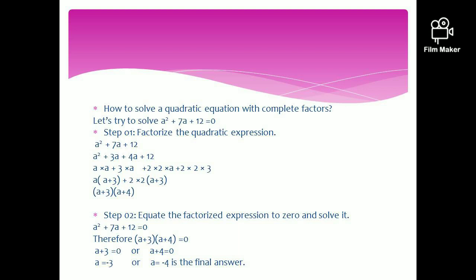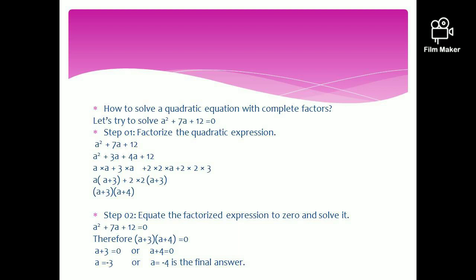Step 2. Use this factorized form instead of the quadratic expression and try to solve it. Then the equation we have to solve is a squared plus 7a plus 12 equals 0. Therefore, instead of a squared plus 7a plus 12, I will write the factorized form (a plus 3) into (a plus 4) equals 0.